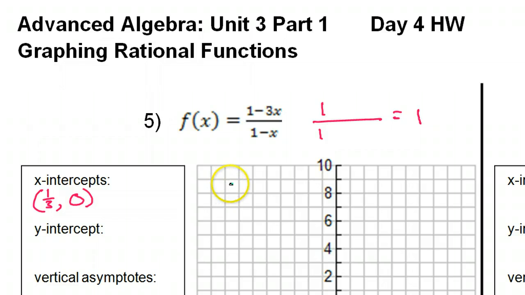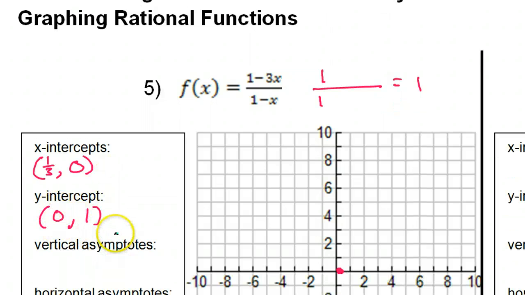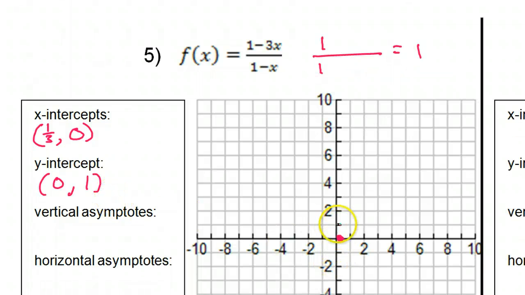And if the y-intercept is 1, then that means that 1 is the y value. So 0, 1. So let's graph that as well. 0, 1 would be right there.